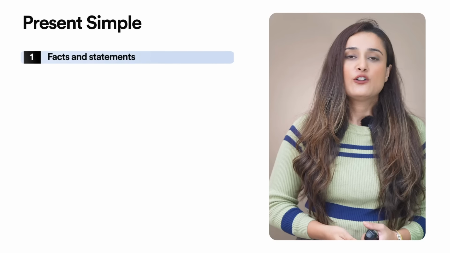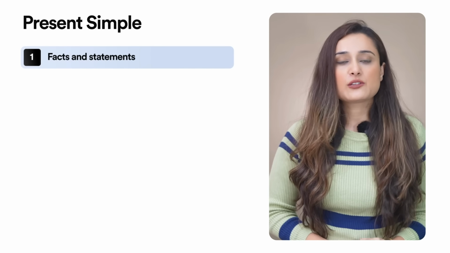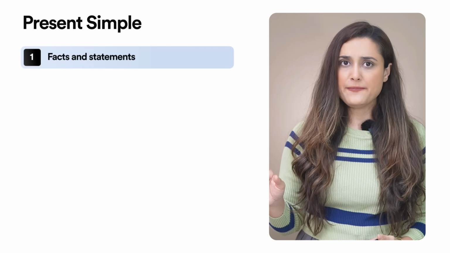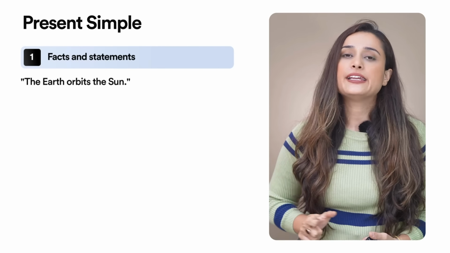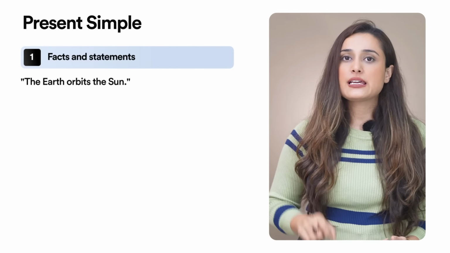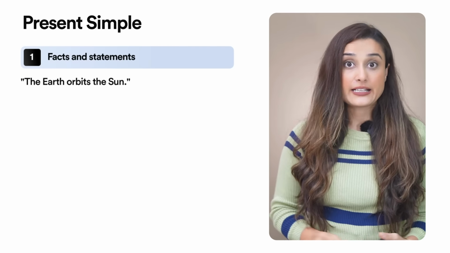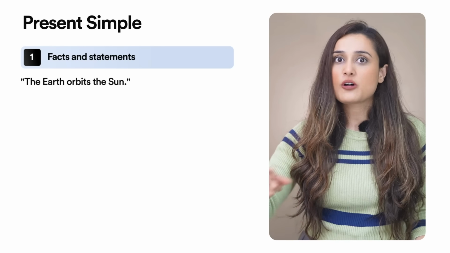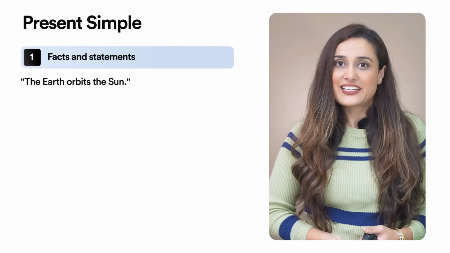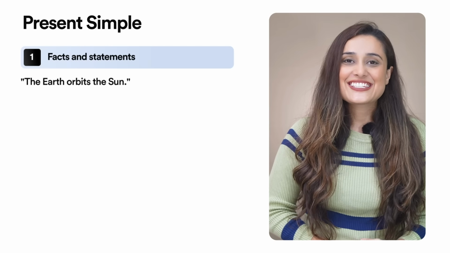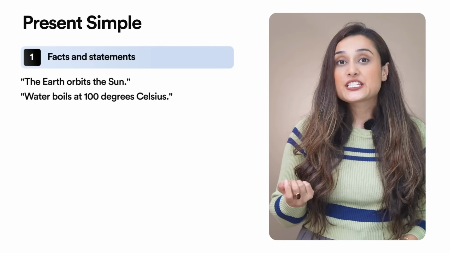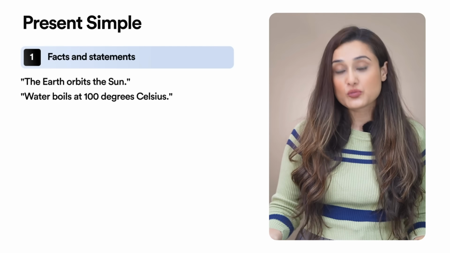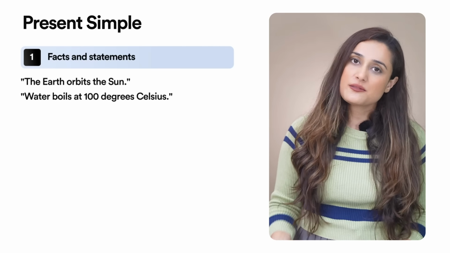Okay, let's start with this one for present simple tense. First, it is used for facts and statements that are always true, okay? The earth orbits the sun. So this word orbits is telling you that this particular statement is in the present simple tense. And this is a universal fact. You know, earth orbits the sun. Unless you believe otherwise. Sorry. Okay. Next is water boils at 100 degrees Celsius. A scientific truth. Again, this is a truth. And that is why you use present simple tense.